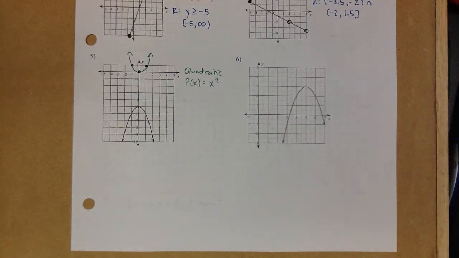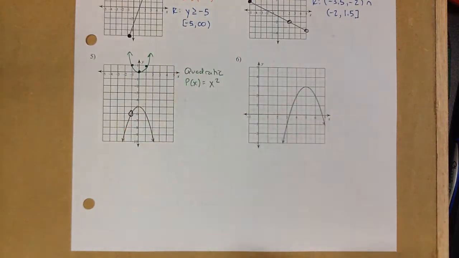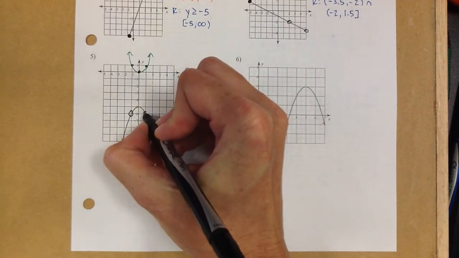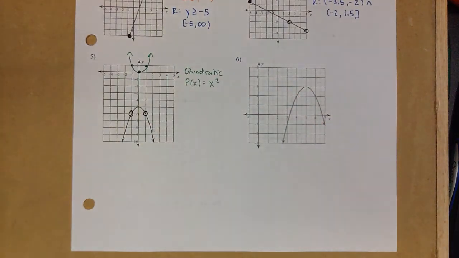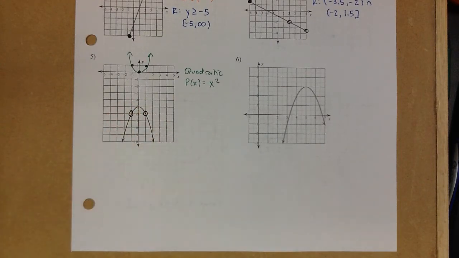I'm going to put some holes in the graph over here. So I'm going to put a hole at (-1, -6), and I'm going to put a hole at (1, -6). So now we made it a little more interesting. So what is the domain of this quadratic function here?